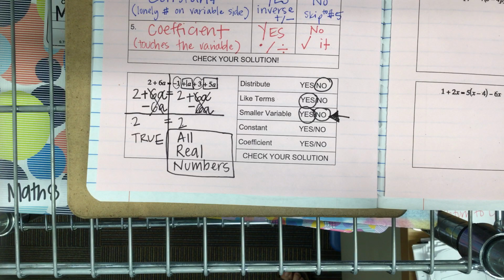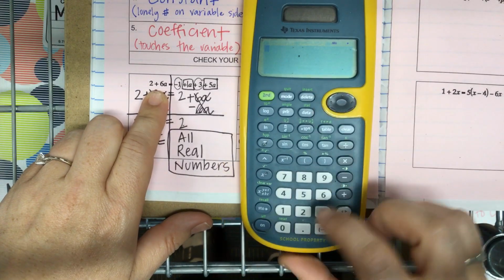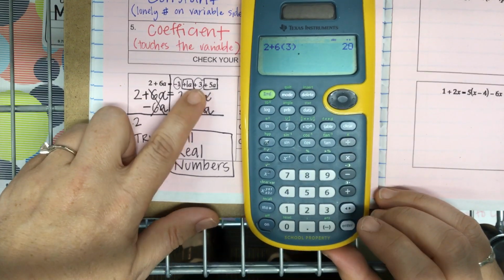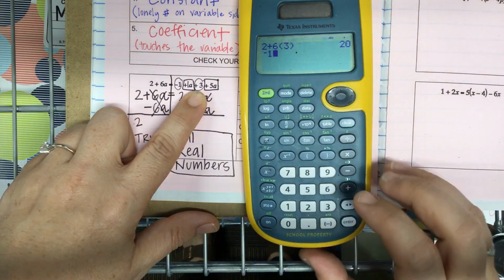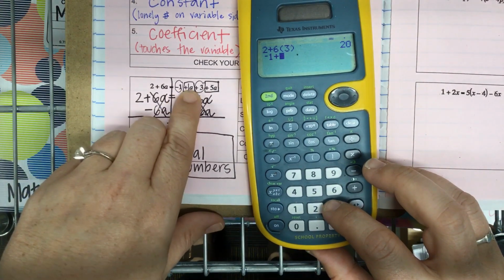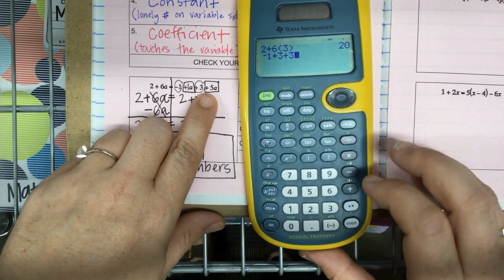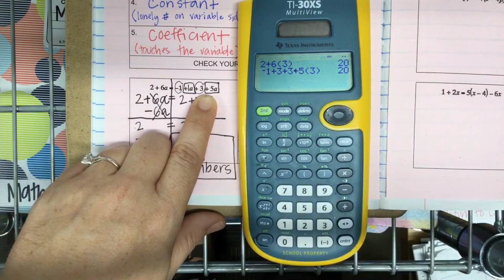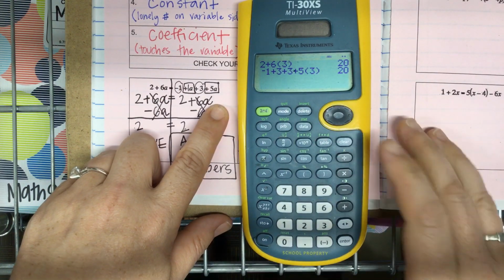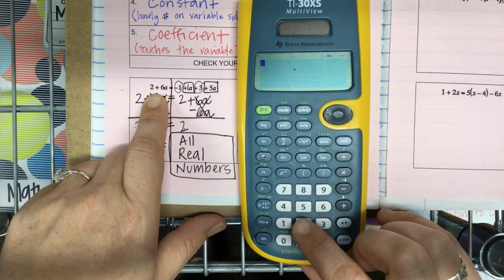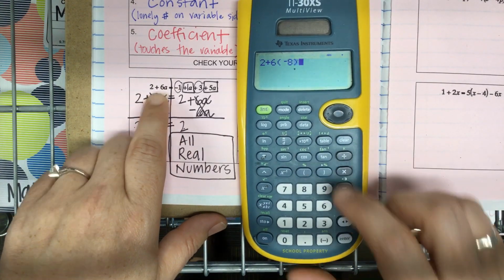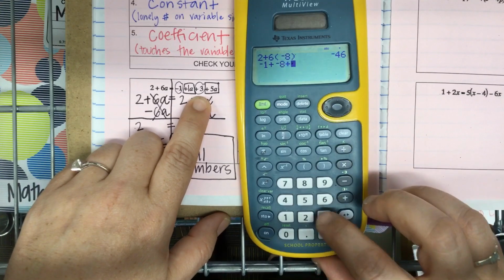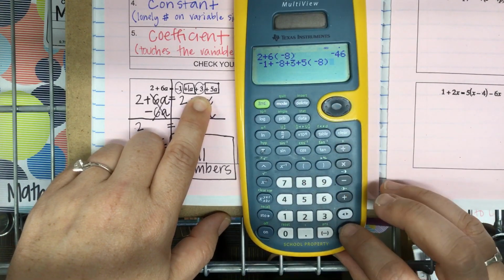2 plus 6 times 3. So over here I'm going to use 3. -1 plus, and instead of a, I'll put 3 plus 3 plus 5 times 3. Right? And they both equal 20. 3 is a true answer. Now I'll try -8. 2 plus 6 times -8. -1 plus -8 plus 3 plus 5 times -8. Oh, snap.